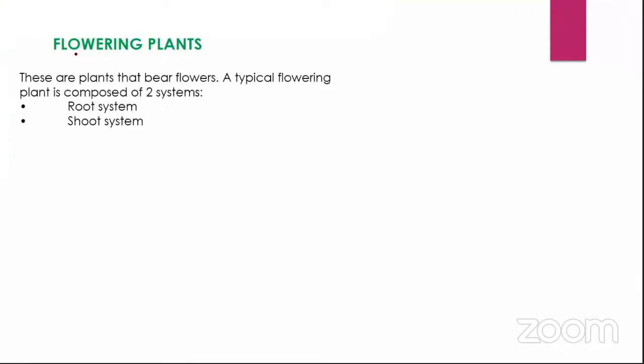Of course, just like the word itself, flower. These are plants which can bear flowers. Now, flowering plants, typically, they have two systems. One, they have what we call a root system. And then two, they have what we call a shoot system. Now, these systems enable the plants to obtain nutrients and to survive within their environment.